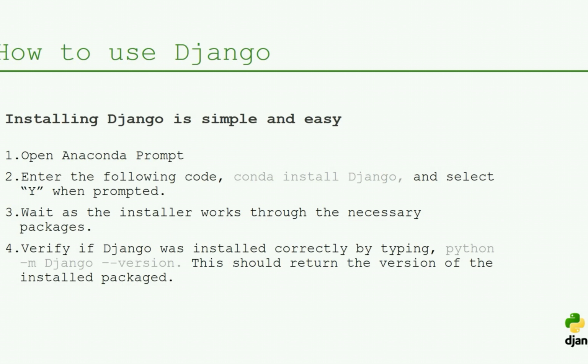Now, we're going to go quickly into how to install Django. For me, I'm using Anaconda prompt. So the code for me is conda install django. For you, it might be pip install django. Press Y when prompted and let it install the necessary packages. To check if Django was installed correctly, just type python -m django --version in the prompt window, and this should return the version of the installed package.